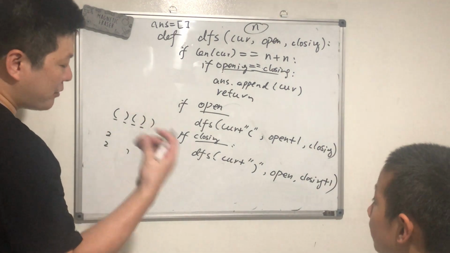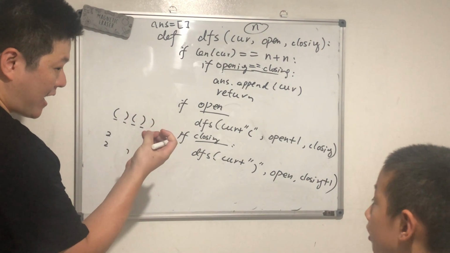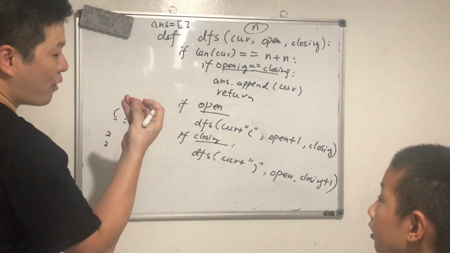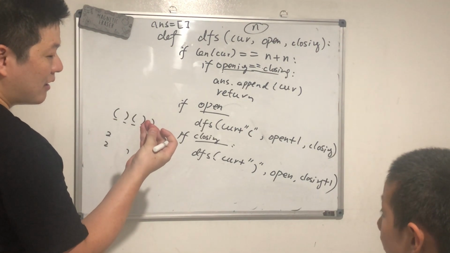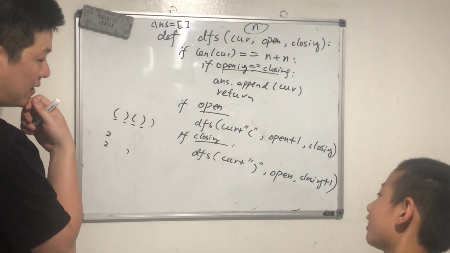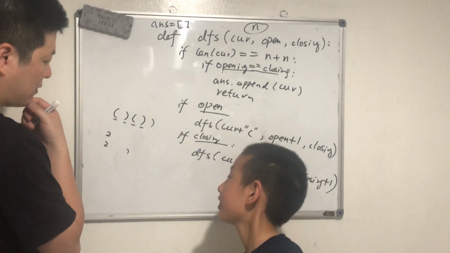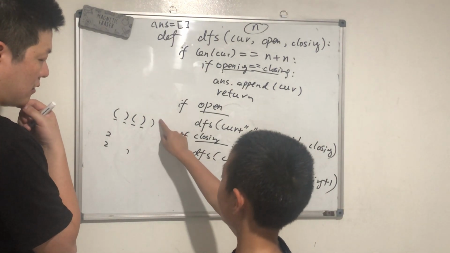I cannot put the closing when the opening is what? Is smaller or equal than closing, am I right? Does it make sense? Then how come you just can put it opening here? Like, so you need to always put it here.